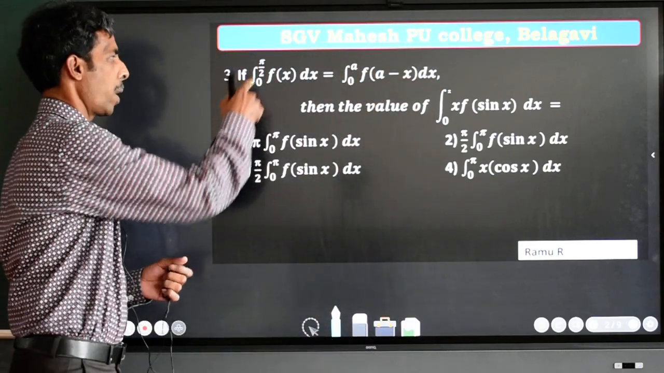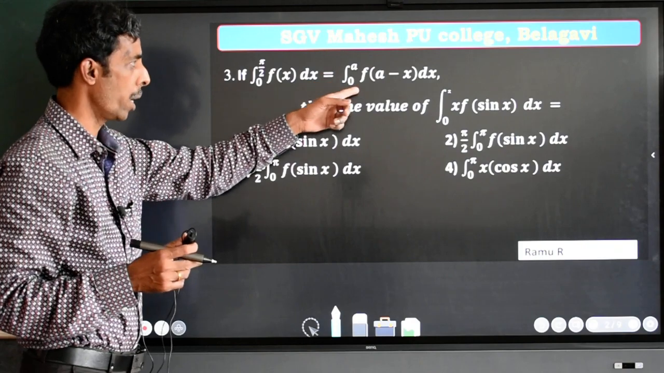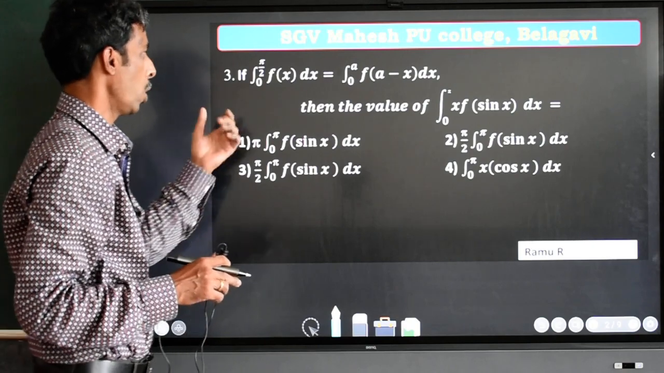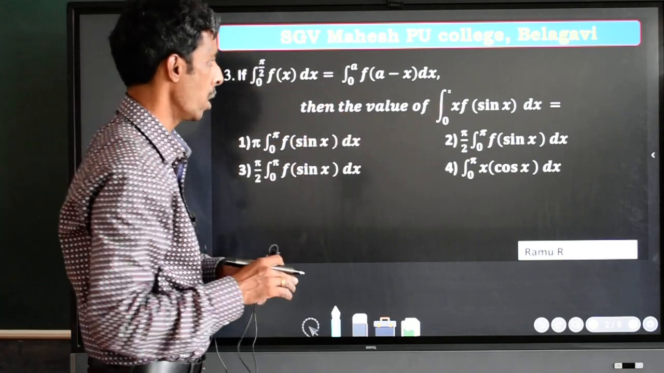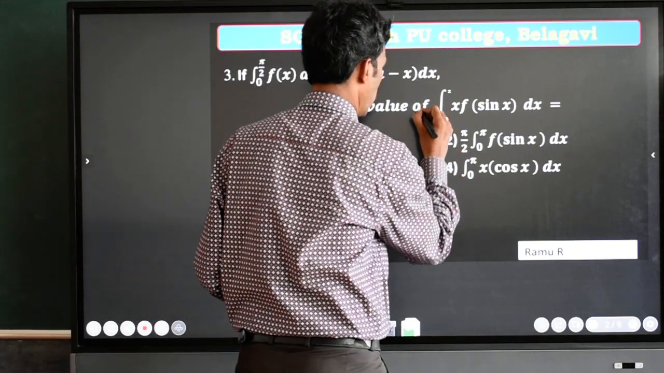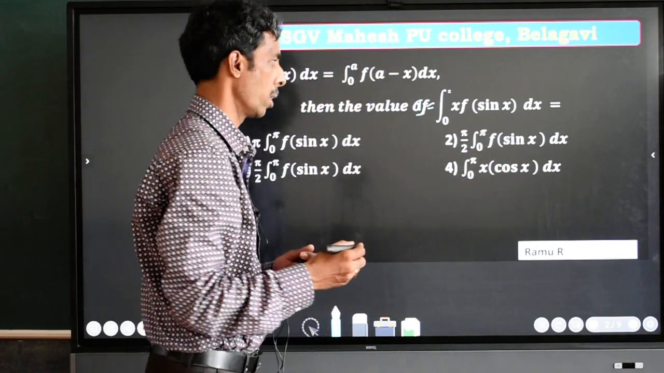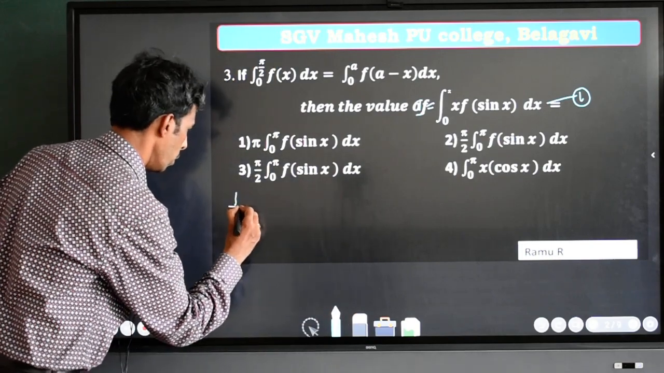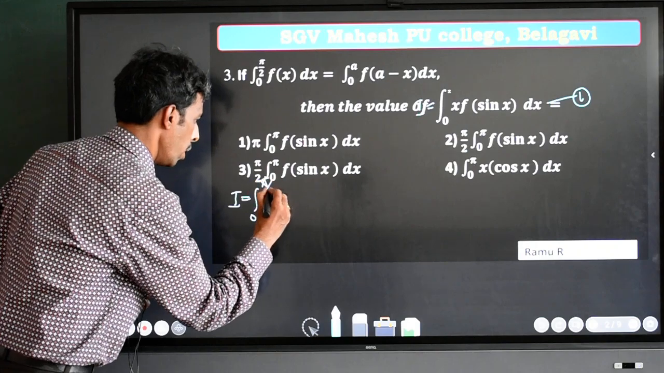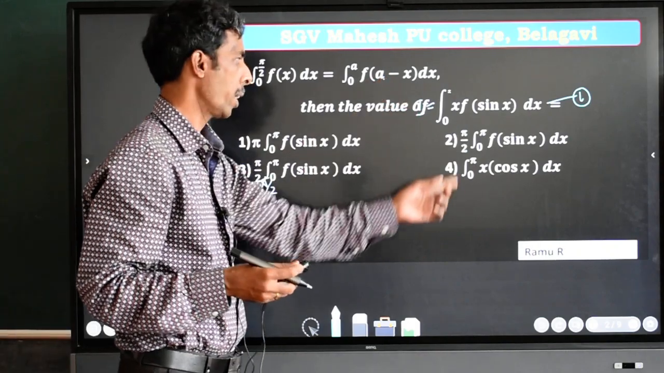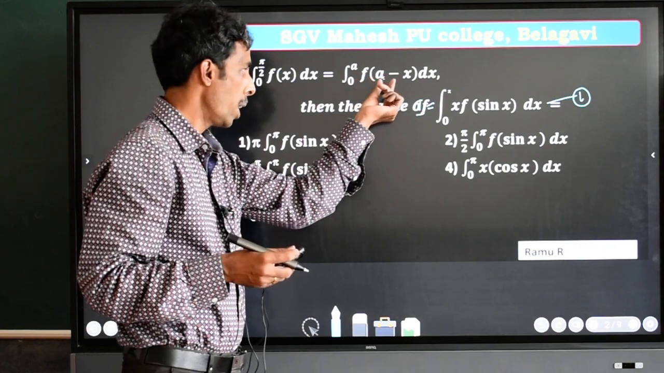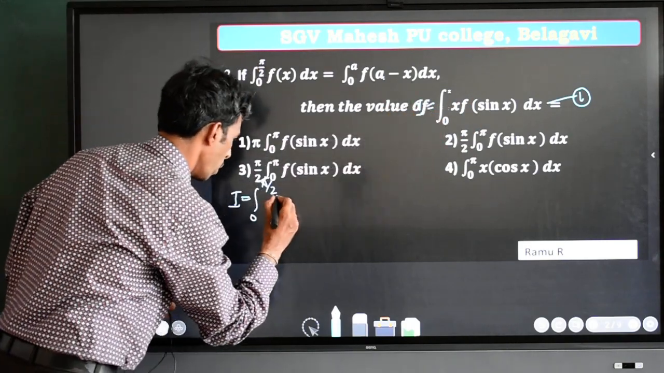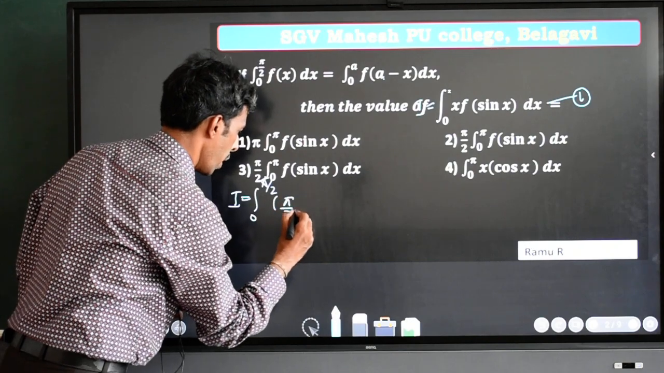Next, here the integral from 0 to pi by 2 of f of x dx can be written as the integral from 0 to a of f of a minus x into dx. It is a standard property in definite integral. According to the standard property of definite integral, now we will see this question. Just for time being, you call this given question equation number 1. Next, I is equal to the integral from 0 to pi divided by 2. According to the property of definite integrals, after applying the same property here, this x can be written as pi by 2 minus x.